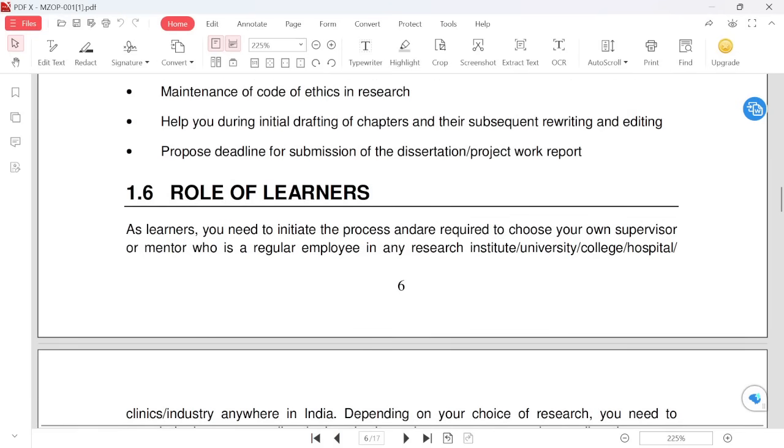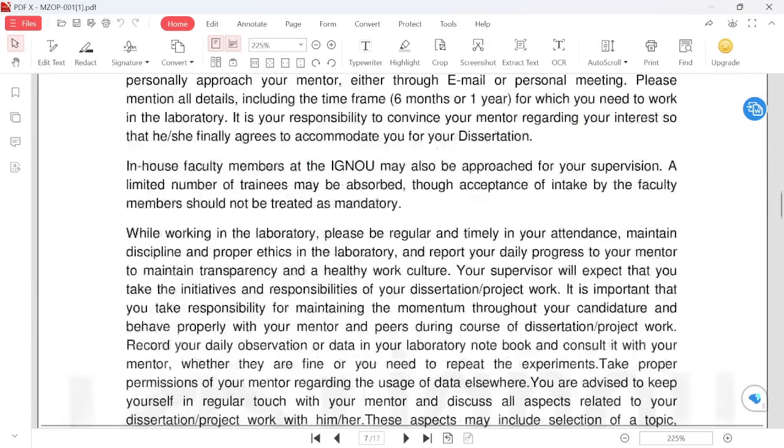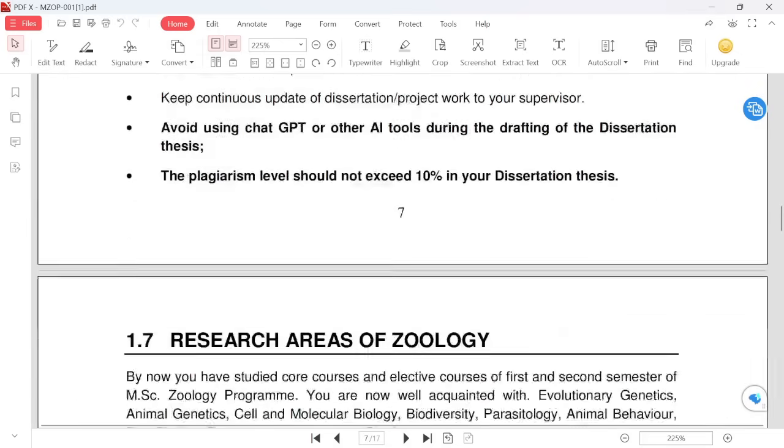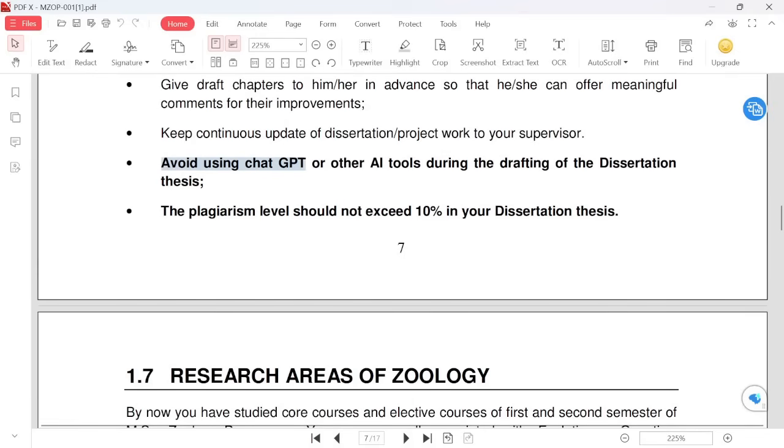Now, the role of the learner. We're going to talk about two main things that you have to understand: avoid using ChatGPT or other AI tools during the drafting of the dissertation thesis. It is clearly written here. And the plagiarism level should not exceed 10% in your dissertation thesis. 10% plagiarism is okay for your project work.